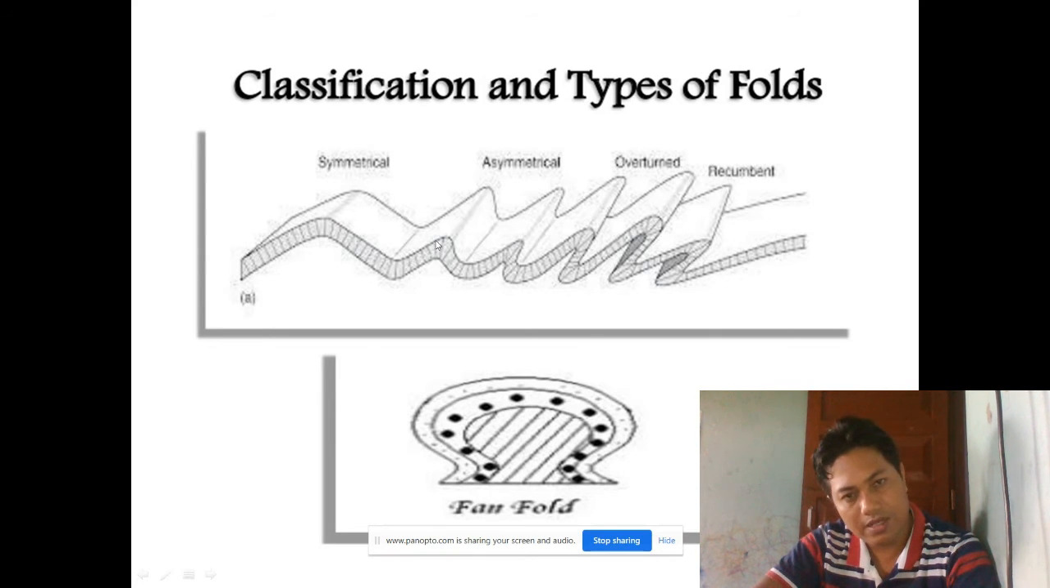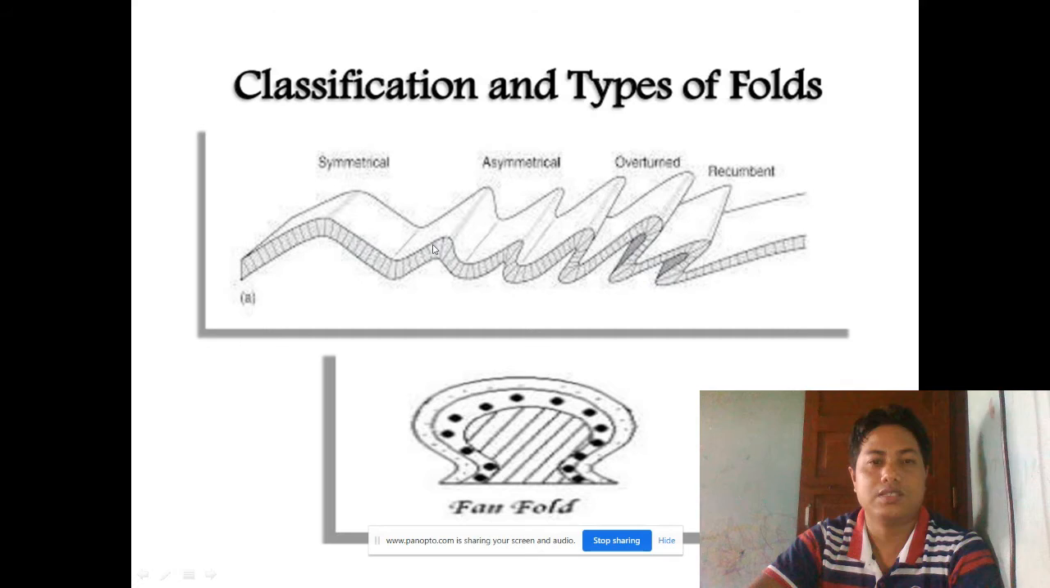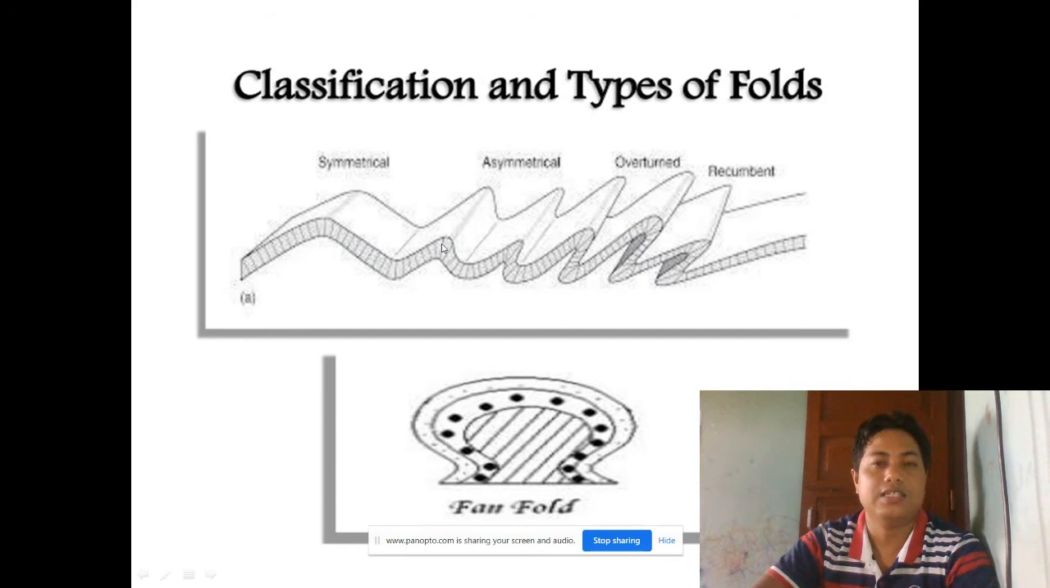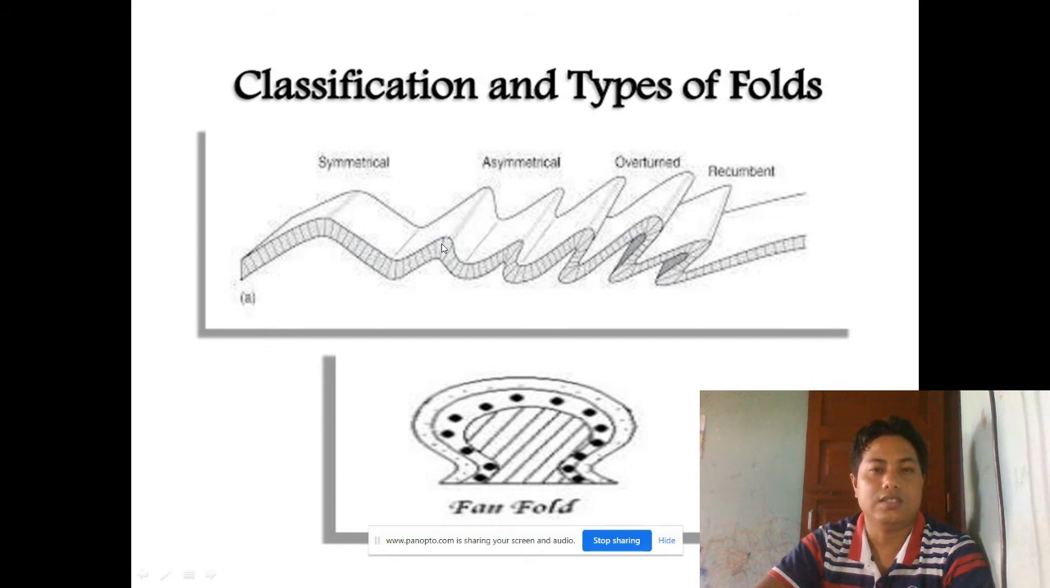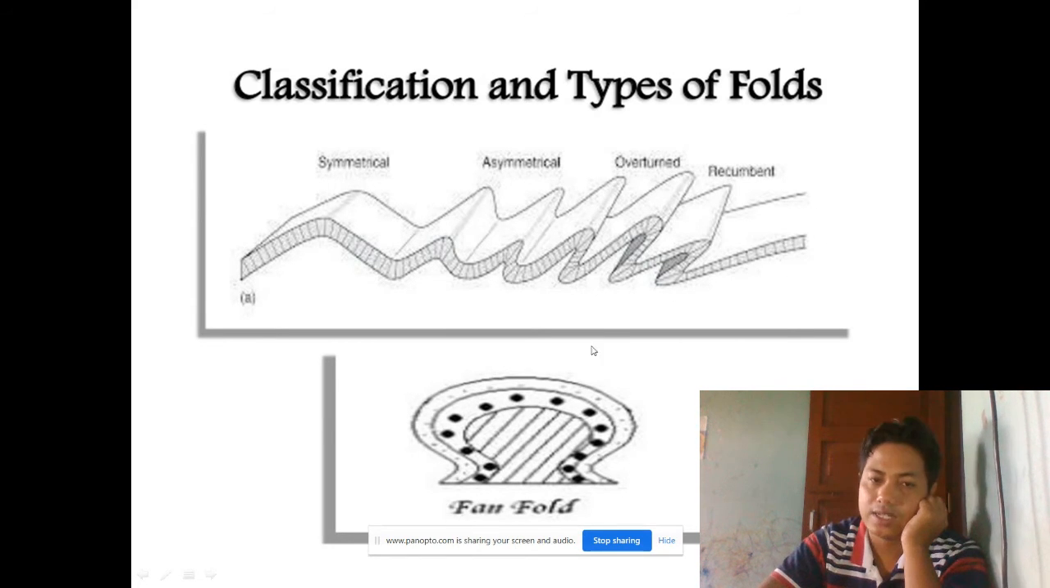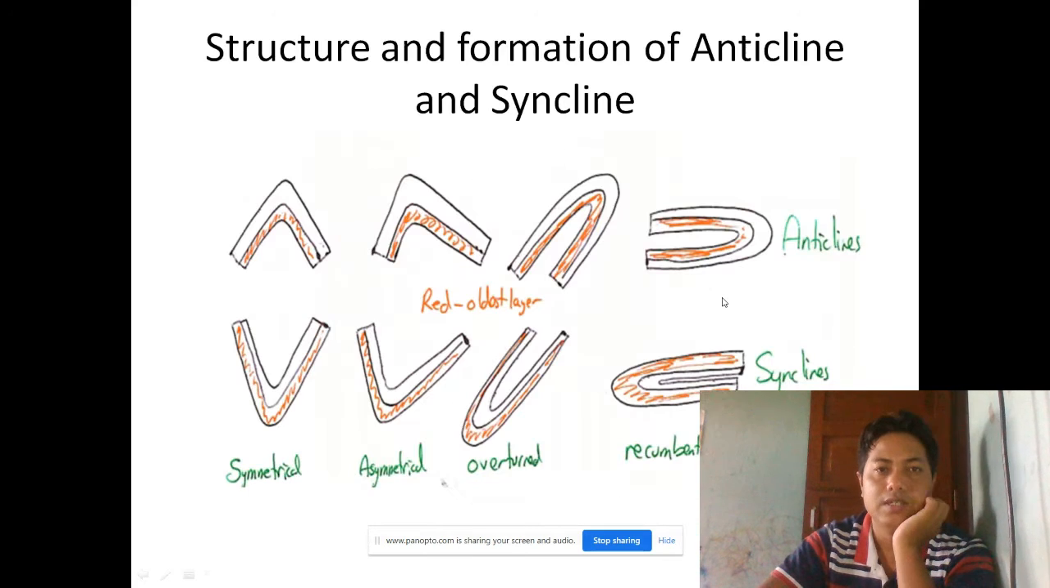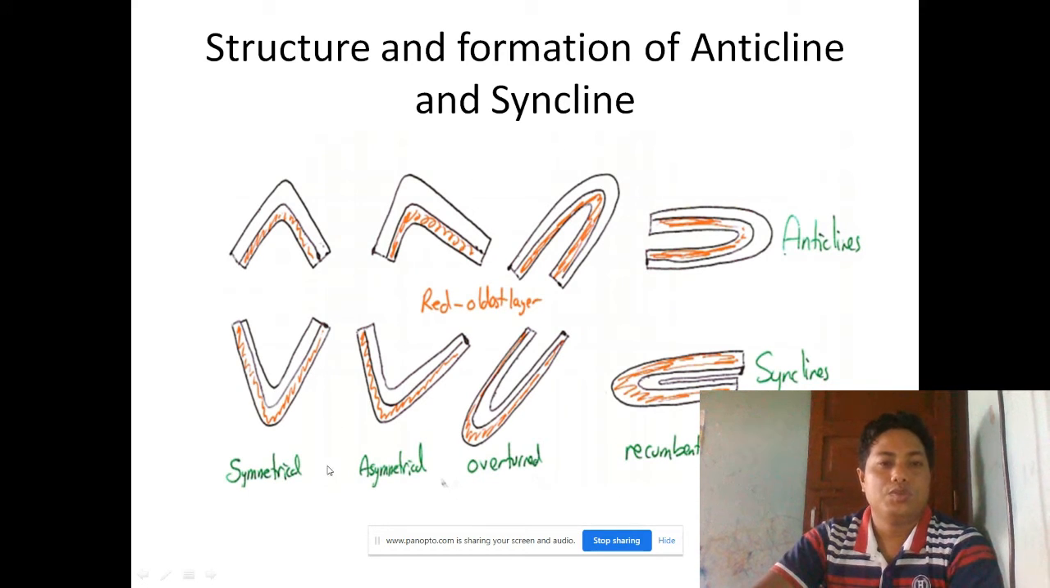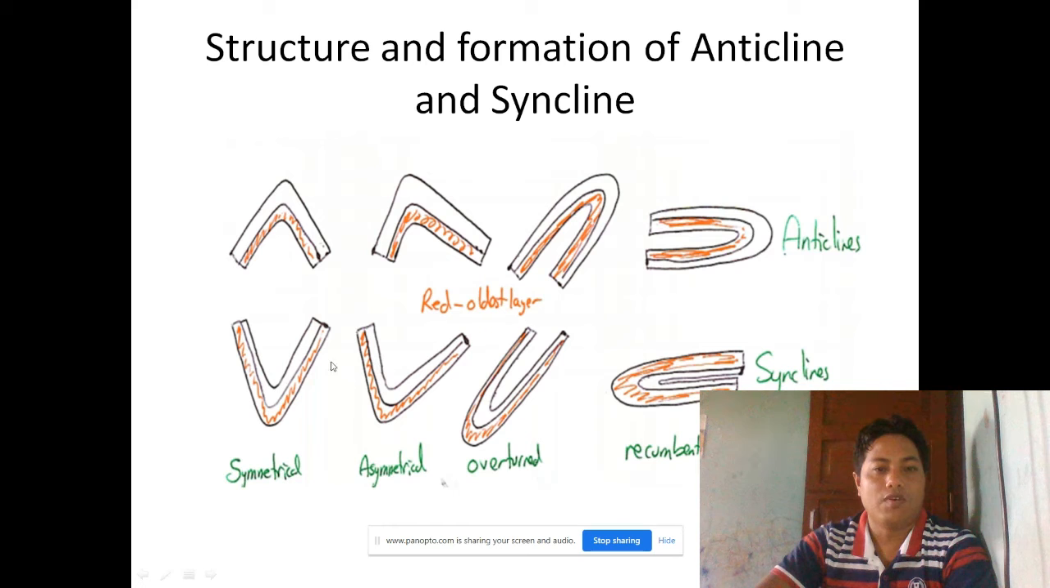Asymmetrical folds are when one limb is slightly thrusting onto another limb. This is a limb, so this is overturned. Recumbents are like that. The last part can even be the monoclinal type. So you see symmetrical folds and asymmetrical folds.